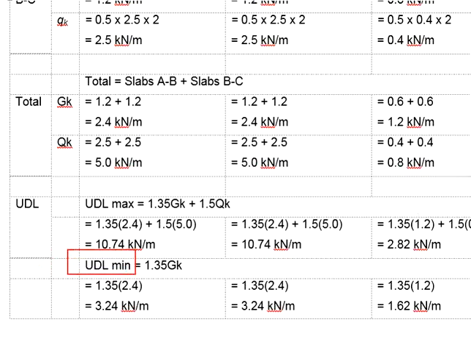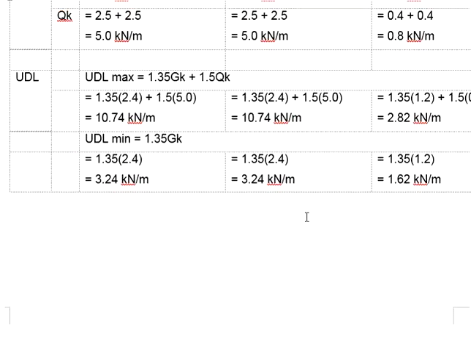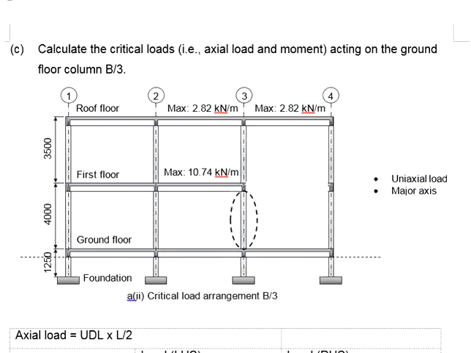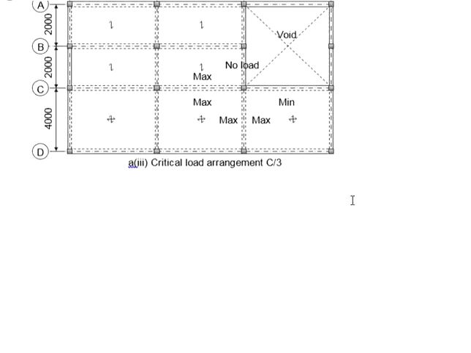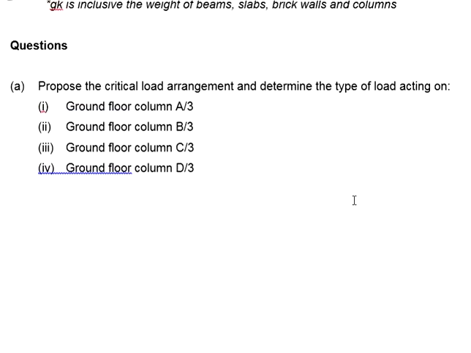As for the minimum UDL, only GK is present: 1.35 times GK, and you will get the minimum UDL. Do the same for the roof floor and the first floor. Having these GKs and QKs determined, now you can calculate the critical load arrangement based on the GKs and QKs calculated, as well as based on the critical load arrangement that we have identified in sub-question A.